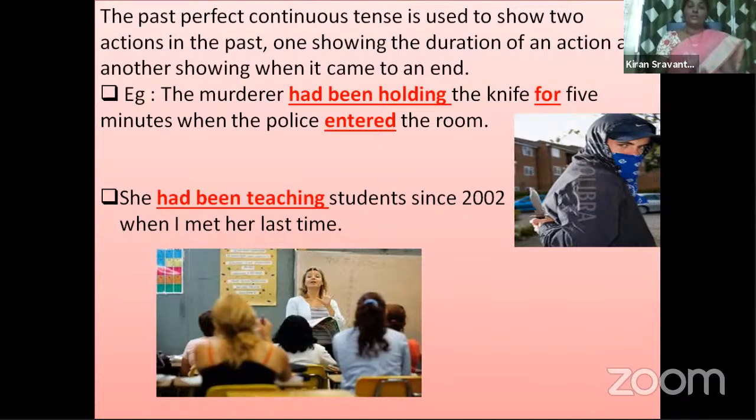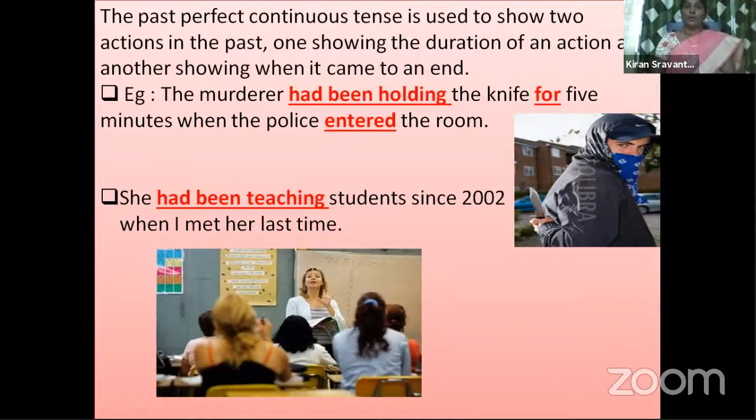So for example, the murderer. You can look at the picture and understand: the murderer had been holding the knife for 5 minutes when the police entered the room. When they give you this sentence in the final examination for past perfect continuous tense, they'll surely give one relevance to the past tense. They will not simply give the murderer dash in bracket hold the knife for 5 minutes. They will not give such a sentence.